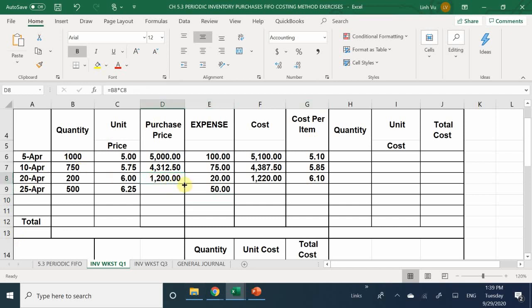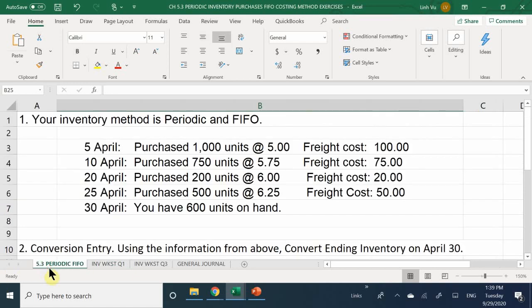500 times $6.25 is $3,125. Good. And my total cost is going to be? The 3125 plus 50 is $3,175. Good. And my cost per item is going to be? $6.35. $6.35. All right. And what does the last segment say here?